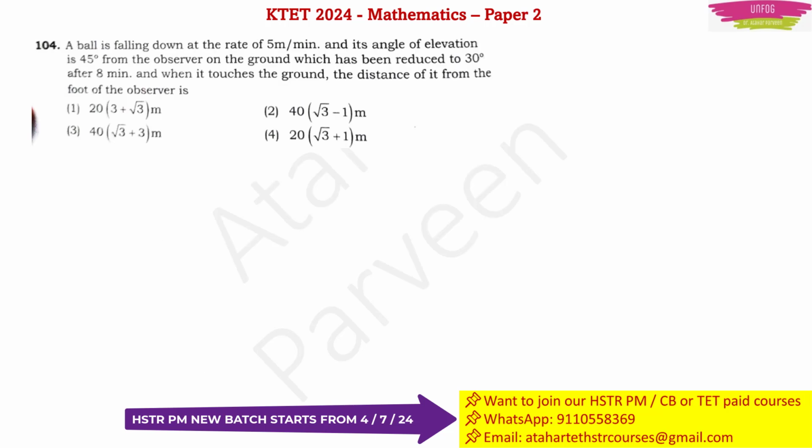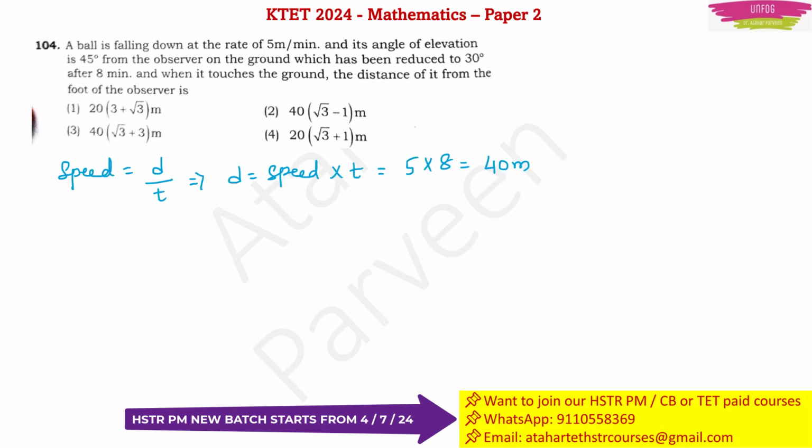Next question. A ball is falling down at the rate of 5 meters per minute and its angle of elevation is 45 degree from the observer on the ground, which has been reduced to 30 degree after 8 minutes. And when it touches the ground, the distance of it from the foot of the observer is... So this is a long story, and this is a tough question also, because we cannot expect such a tough question from trigonometry in TET. That's why I am telling that this is a tough question for TET aspirants.